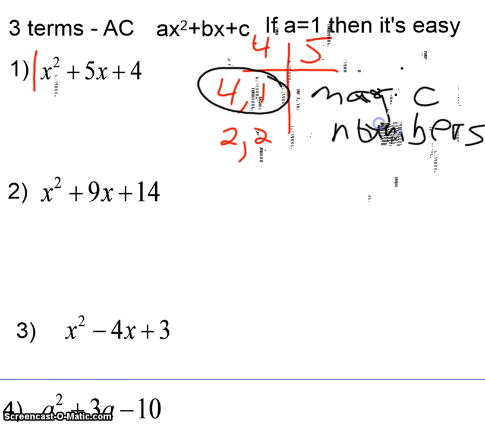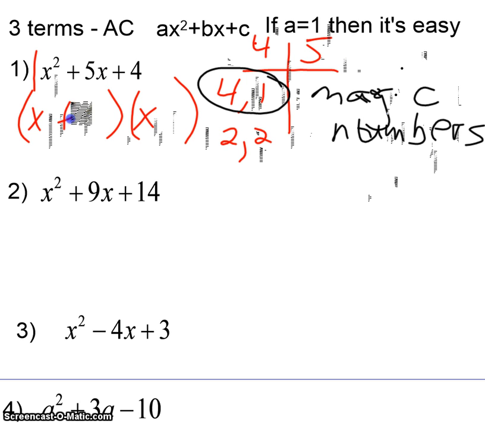I don't know why I call them that. I just do. All right. Once you know what your magic numbers are, they're your last times last. So x squared is x times x, and your last times last are your magic numbers. That's the 4 and the 1. Positive 4, positive 1.